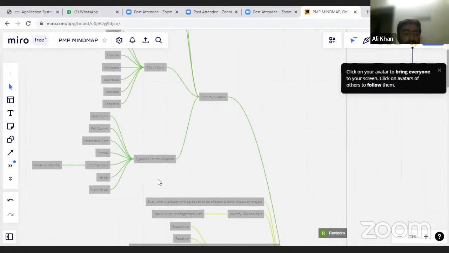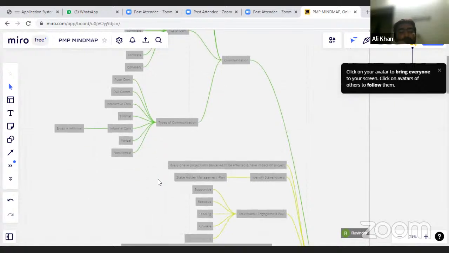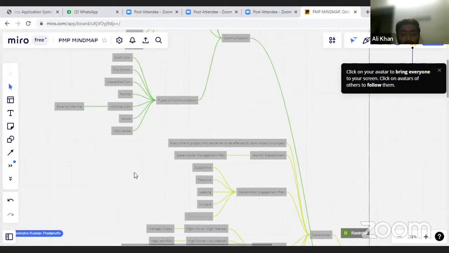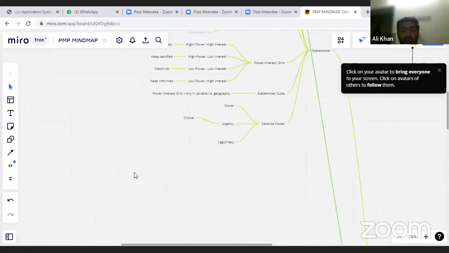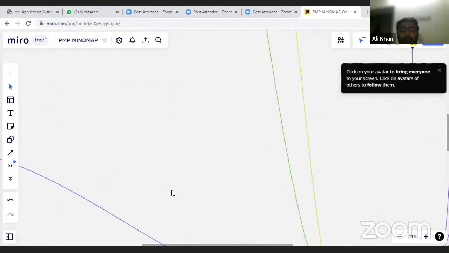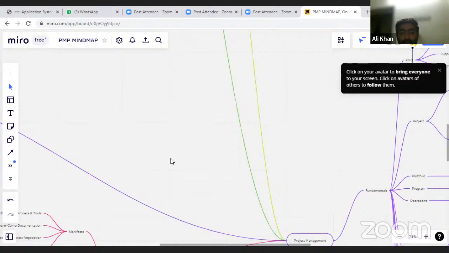Okay, then the types of communication are push communication, pull communication, interactive. Then we have formal and informal communication. Email is an informal communication. That is very important to remember. Then we have verbal and non-verbal communication.